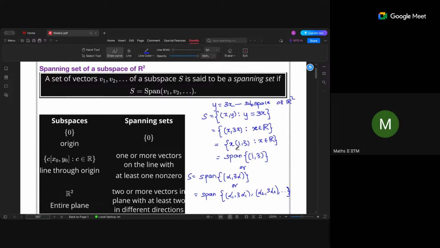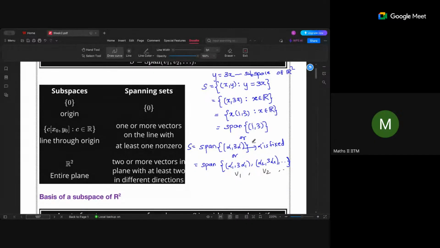Do you all understand this? Actually, to span the set S, only one vector is sufficient, either this vector or any vector of this form. Here alpha is fixed. So any one vector is enough, or if you want more vectors you can have them, but all will be just multiples of (1, 3). So this set is your v1, v2 and so on. So this is also a spanning set. All these are examples of spanning sets.